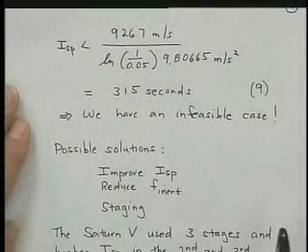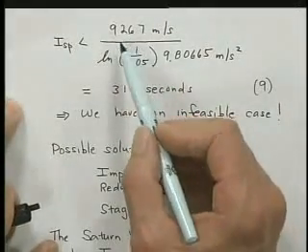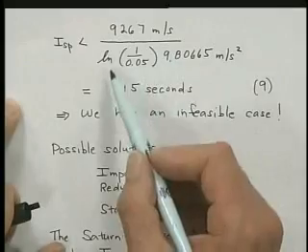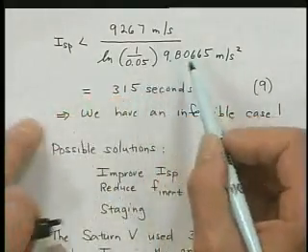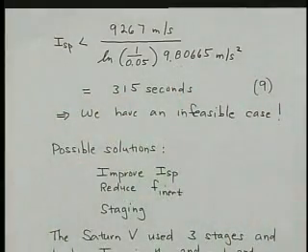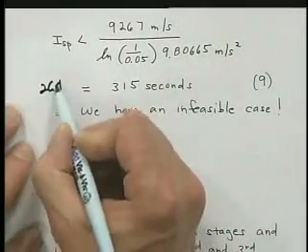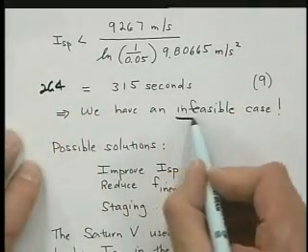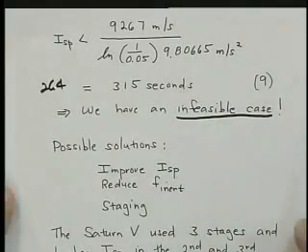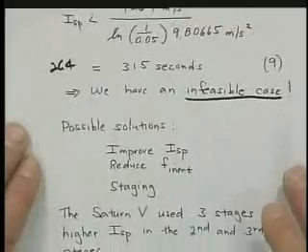Is the ISP less than this value? We have 9,267 meters per second upstairs. The logarithm of, this is the natural logarithm, by the way, of 1 over 0.05 and then times the standard free fall g. And we get a number of 315 seconds, but we had used 264, which is smaller than 315, so we have an infeasible case or a non-feasible condition as it's stated in SPAD.